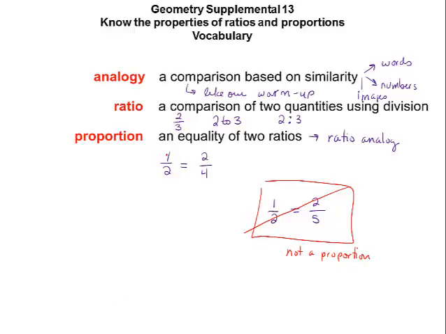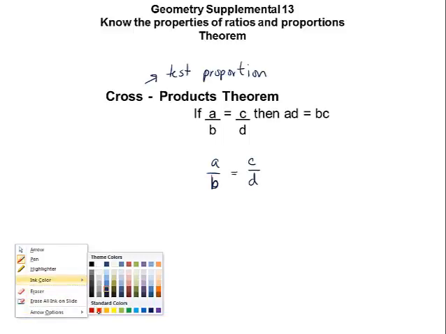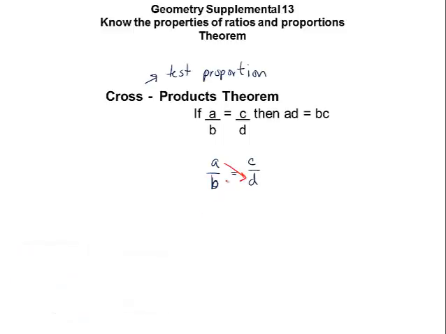So it's like cat is to kitten, dog to puppy. It's an analogy of numbers. Okay. So one way we can test a proportion is to use what's called the cross products theorem. Basically, if A over B is equal to C over D, if that is true, then AD equals BC. So written out the way you've probably seen it in the past, I take A times D and B times C.